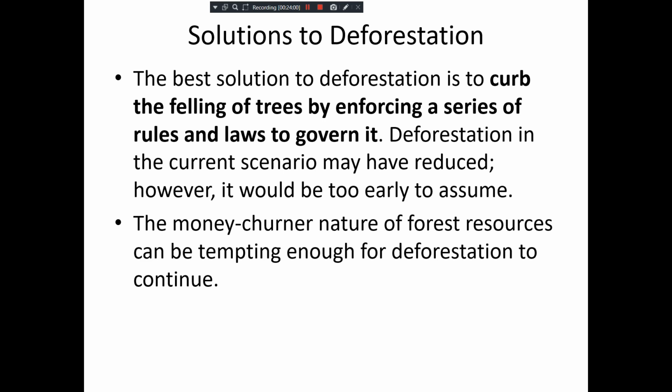So then, when we say these are the impacts, is there any solution to deforestation? Okay, there are many solutions.